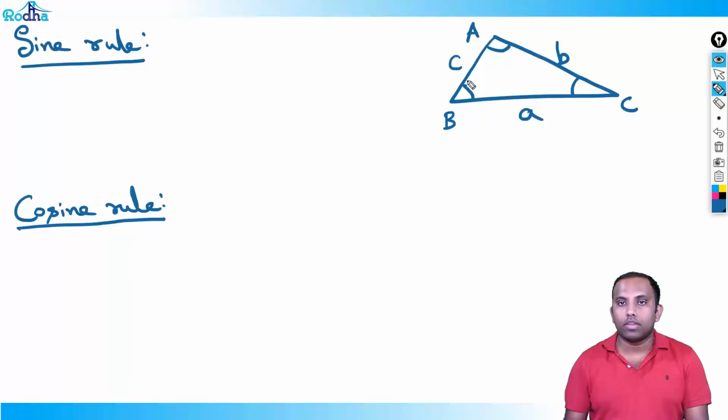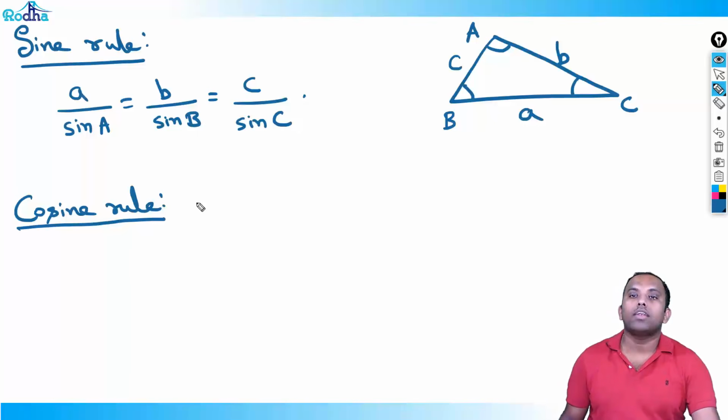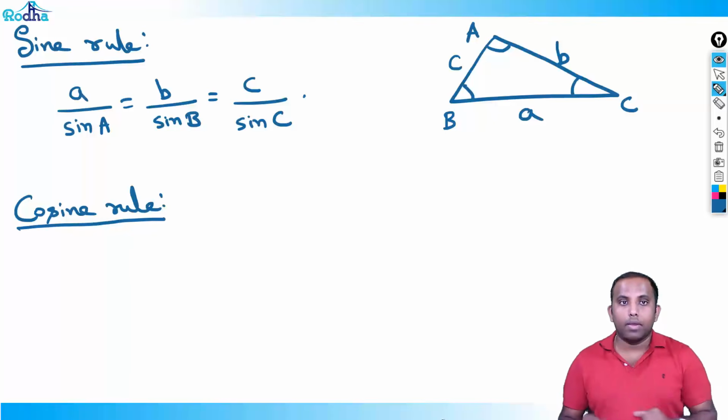So what does sine rule say? Sine rule says that a upon sine A is equal to b upon sine B is equal to c upon sine C, right? If you don't remember the values of sine and cos, these are basic trigonometry. You should remember it. So please watch my video, Basics of Trigonometry. I've discussed trigonometry basics there. So a by sine A, b by sine B, c by sine C.